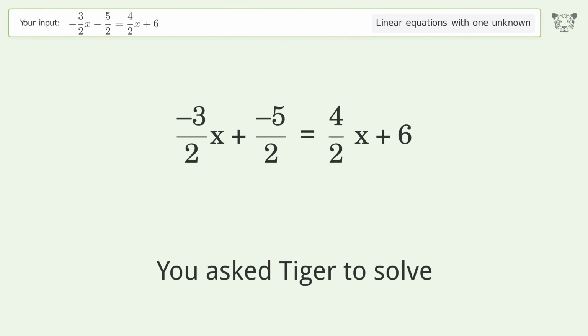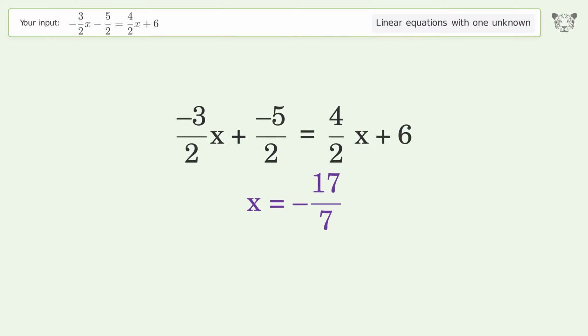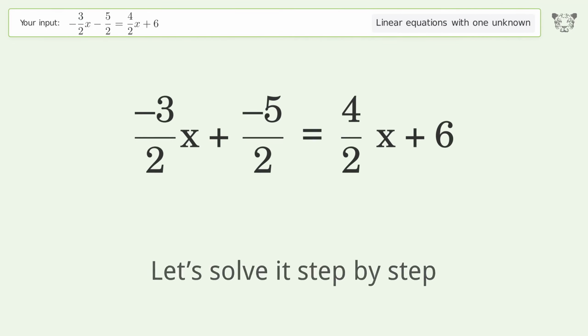You ask Tiger to solve this, which deals with linear equations with one unknown. The final result is x equals -17/7. Let's solve it step by step.